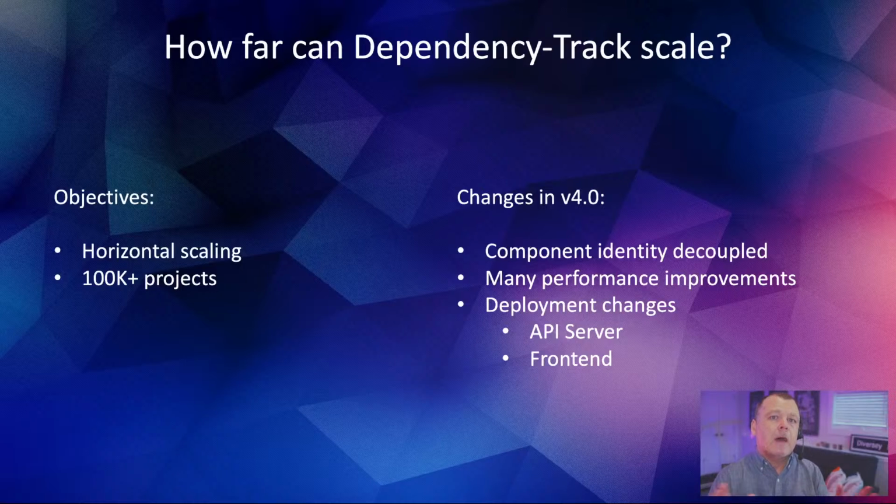So we are not going down the microservices path. Microservices is not the correct architecture for Dependency-Track. I'm not convinced of that. But we are going to still be able to horizontally scale to a point using a different but similar type of architecture. So some of the changes in 4.0 set us up to be able to do that in the future.